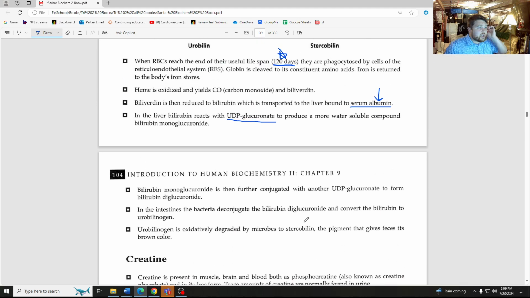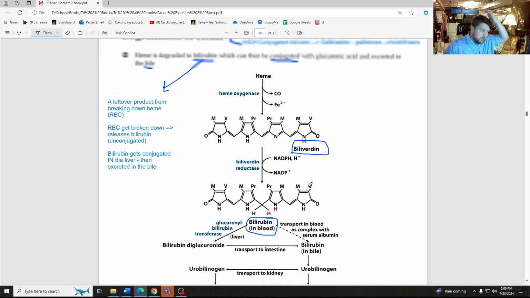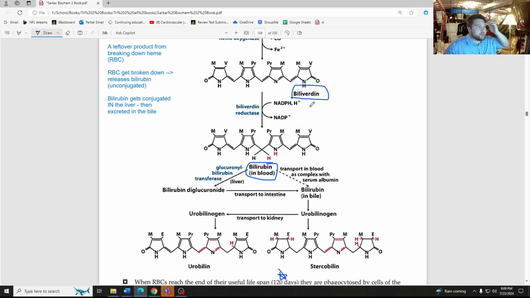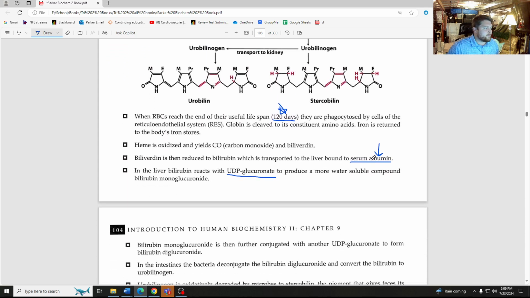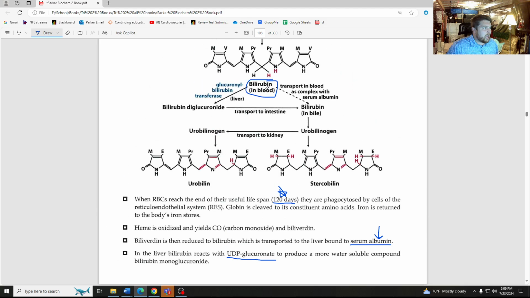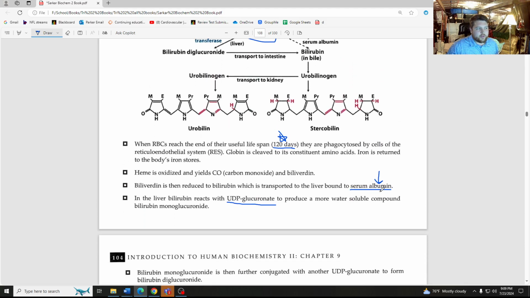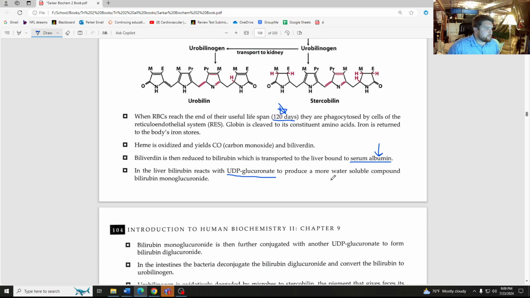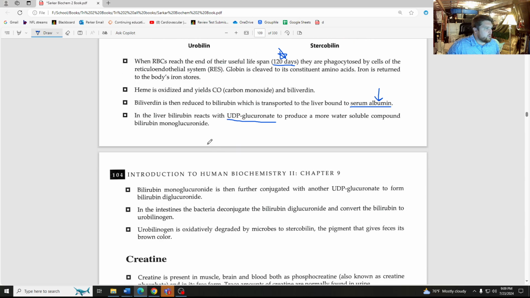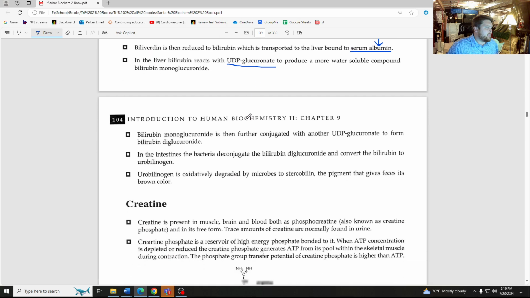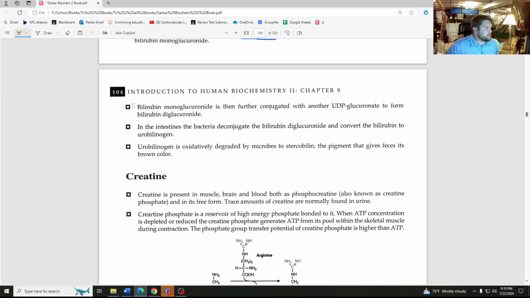Where you're going to see test questions in all of this chunk, again, is heme to biliverdin to bilirubin. They'll probably ask about the serum albumin, so how bilirubin is transported to the liver thanks to serum albumin. What it reacts with, so bilirubin reacts with the UDP glucuronate. And then you're also going to be asked specifically this last bullet point down here.